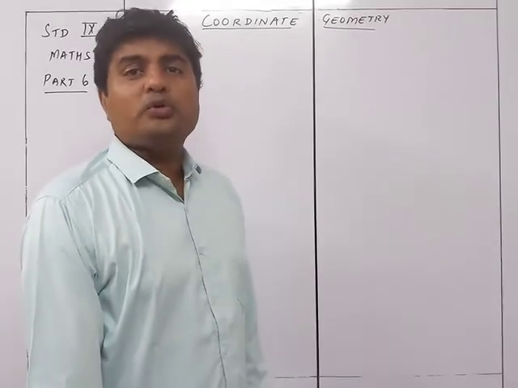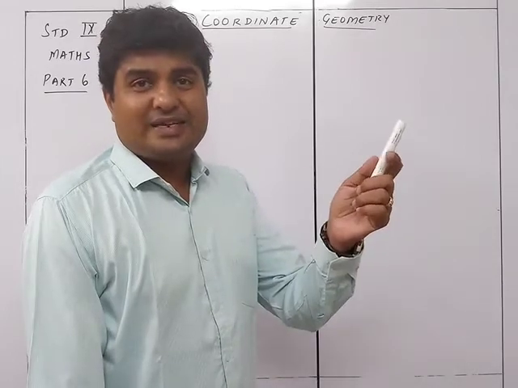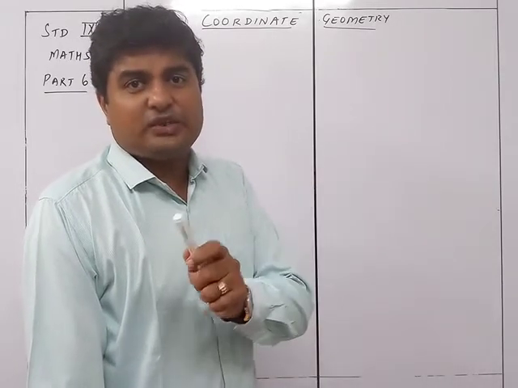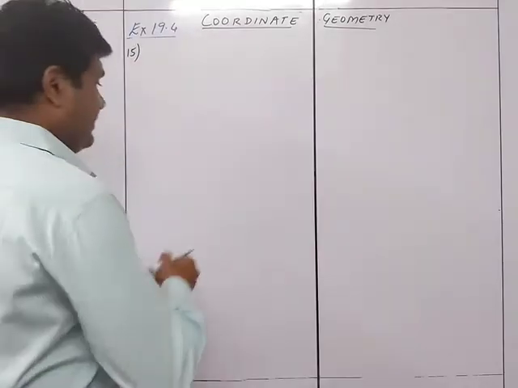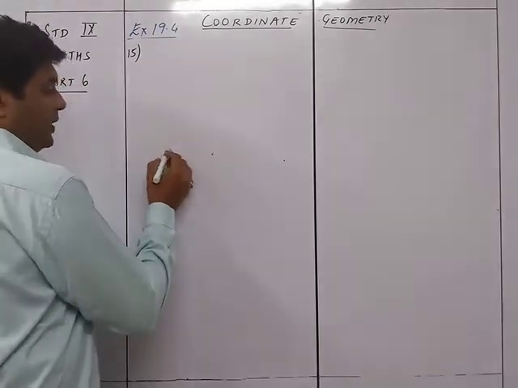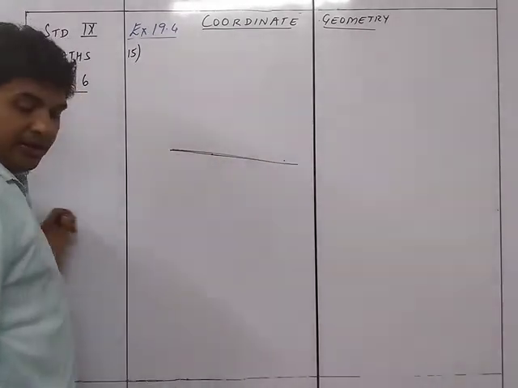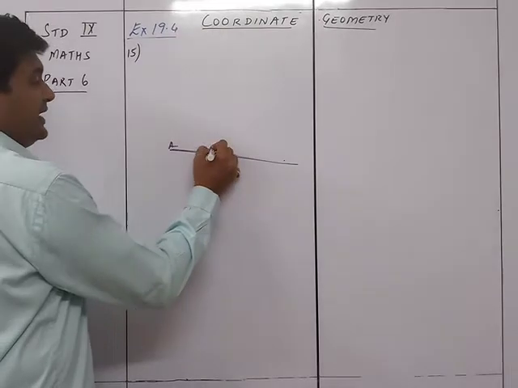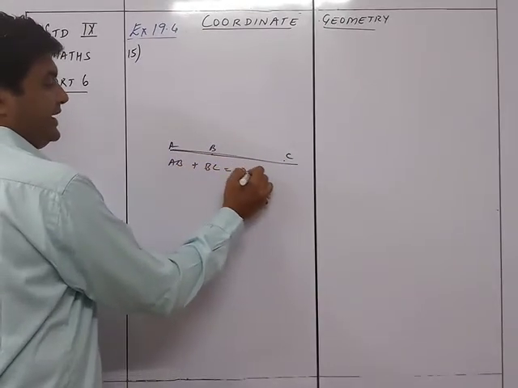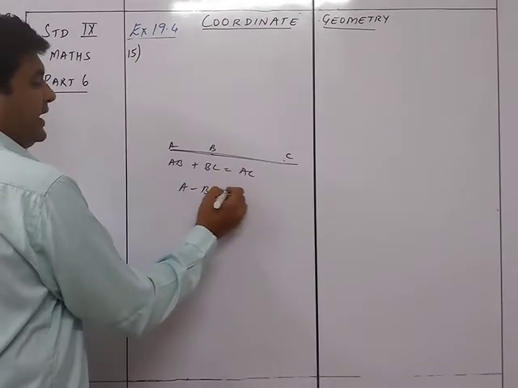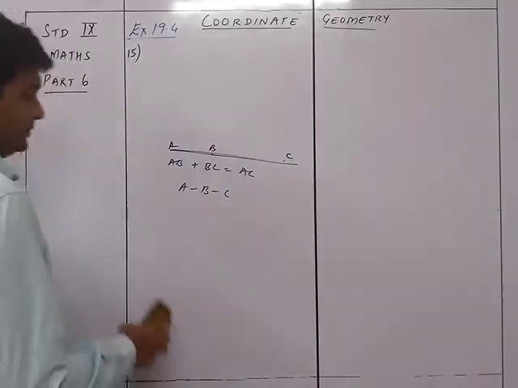To prove that any 3 points are collinear, we just have to show that distance AB plus distance BC is equal to distance AC. In collinear points, with 3 points 1, 2 and 3, if this distance plus this distance equals this distance, so if A, B and C are given and we get AB plus BC equals AC, then A, B, C are collinear. That is what you will have in sum number 14.